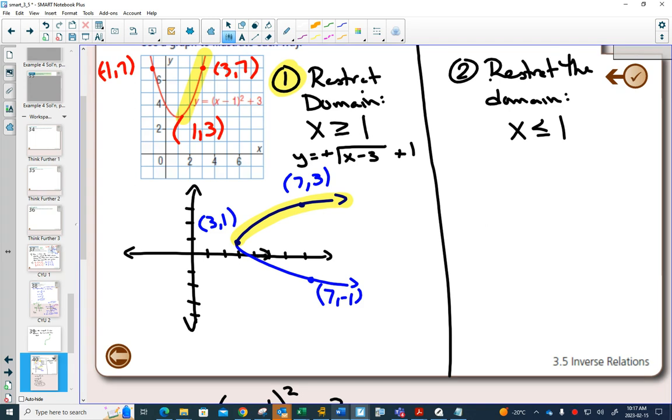And the second one, which I'm going to take out a different color highlighter, the second one, if we restrict the domain to be x is less than or equal to 1, that is this half of our parabola, including the point -1, 7. So on our inverse, it includes the point 7, -1. And that one does have a vertical reflection of the square root. Its equation will have the negative out in front.